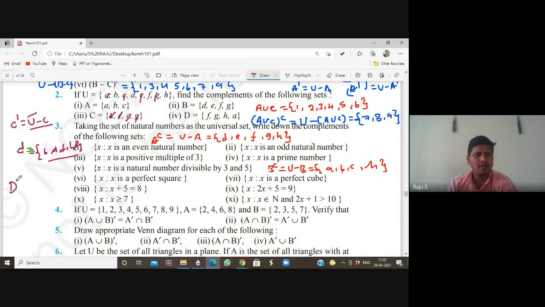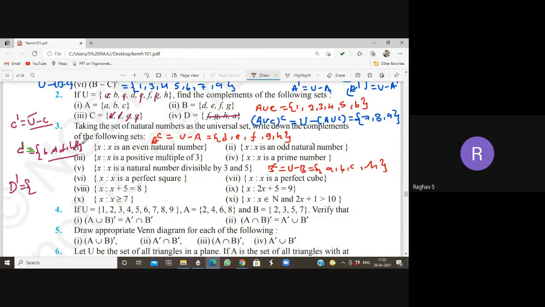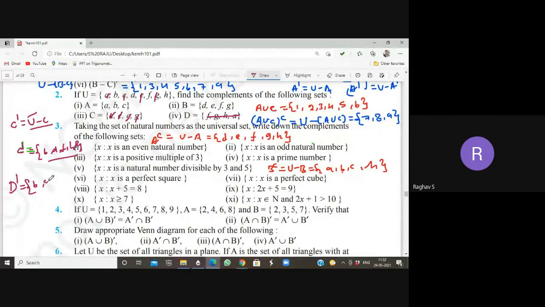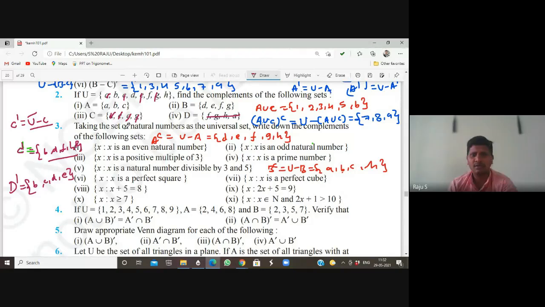What is D complement? Other than F, G, H, E? B, C, D, E. B comma C, D, E. That's it. Cancel F, G, H, E. Right. Remaining elements.